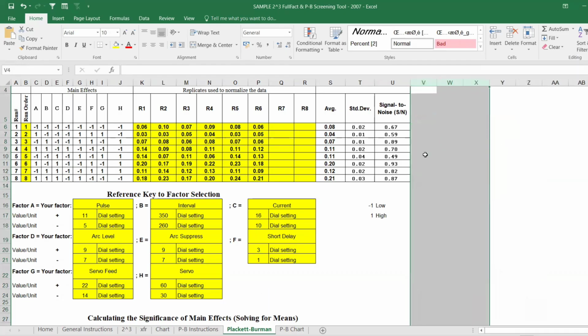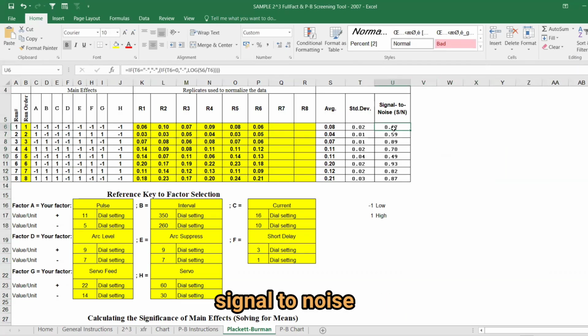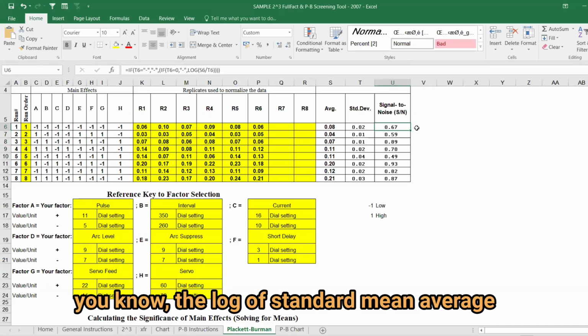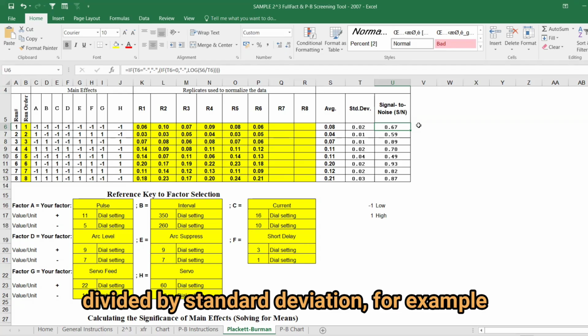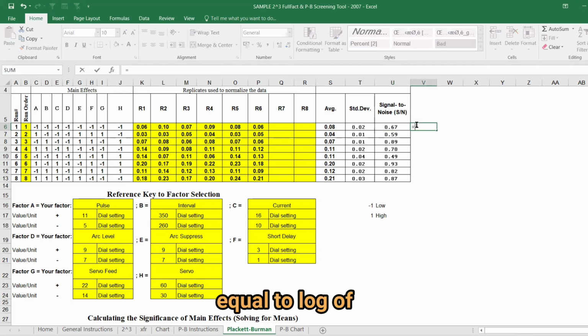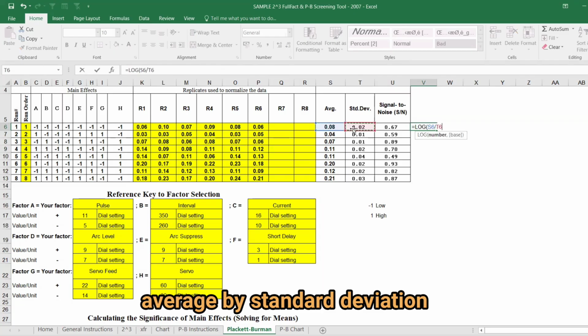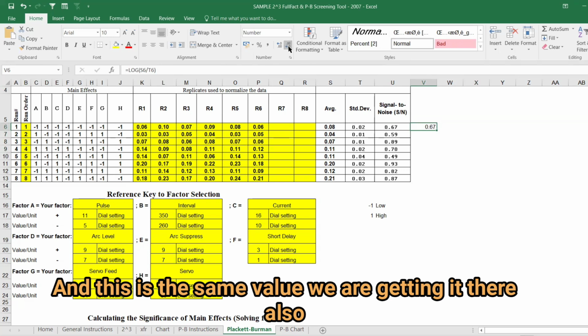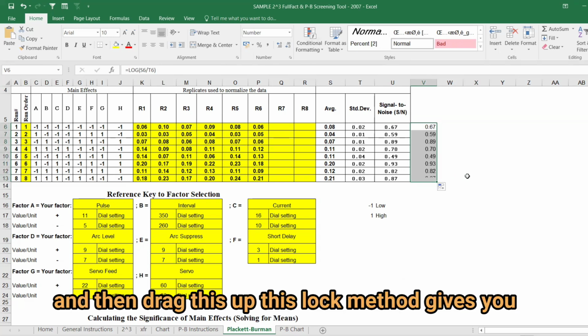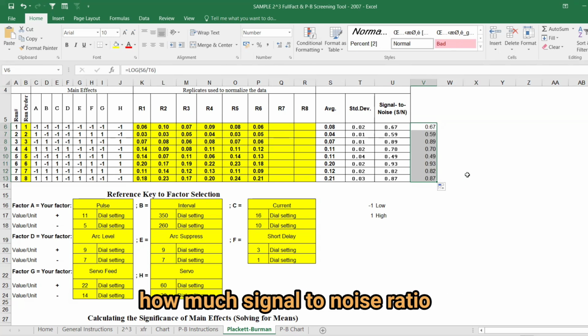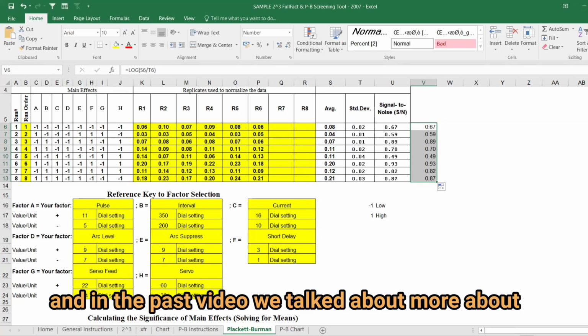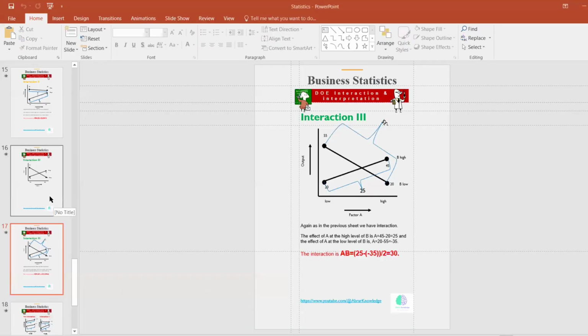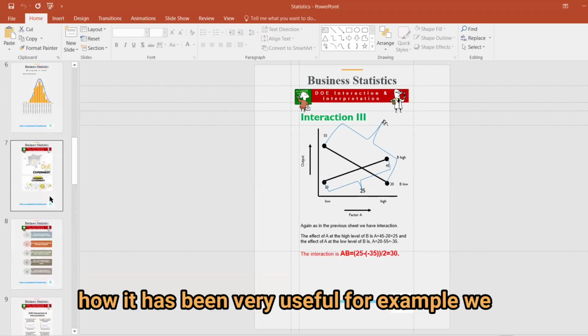Let me delete this. And then the noise factor, signal to noise. You know that it is the log of the average divided by the standard deviation. For example, equal to log of average by standard deviation. And this is the same value we are getting there also, right? And then drag this up. This log method gives you the signal to noise ratio. And in the past video, we talked more about how it has been very useful.